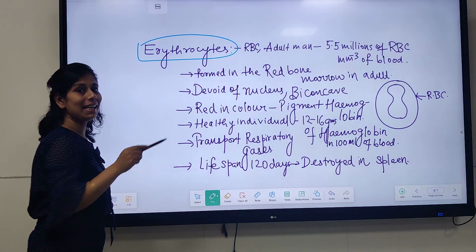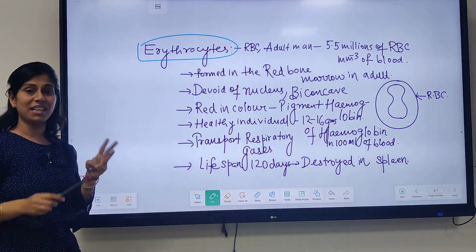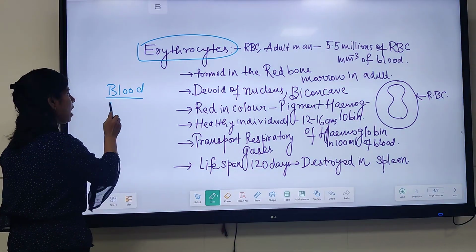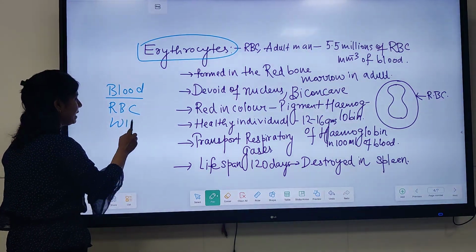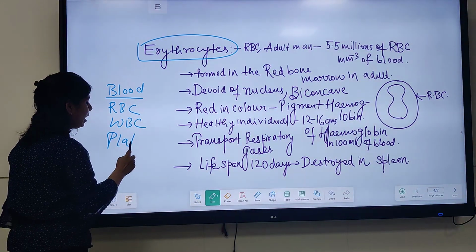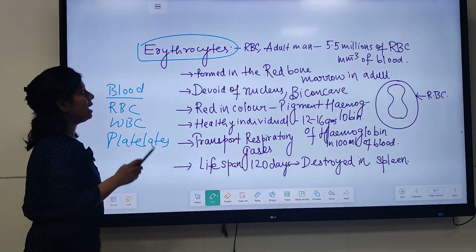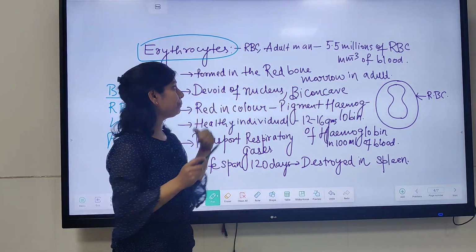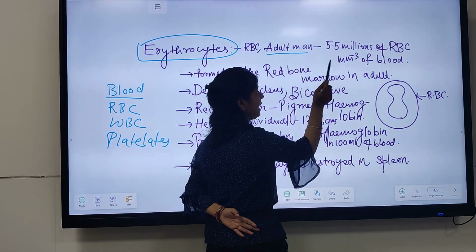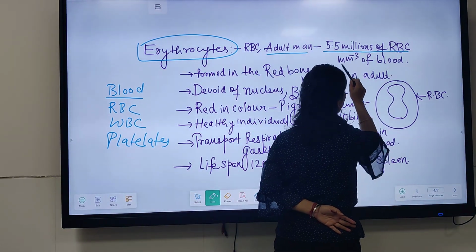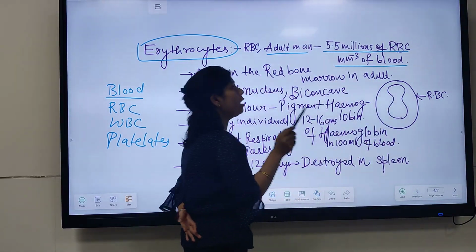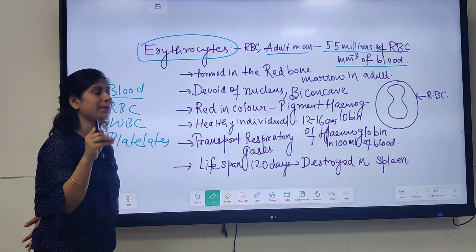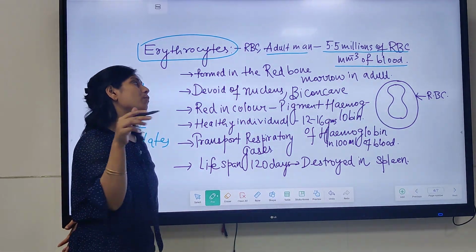Now what are erythrocytes? I have told you there are three types of blood cells present inside the blood: RBC, WBC and platelets. So all these are the blood cells. Now when we talk about erythrocytes, it is also known as RBC. In an adult human being, there are 5.5 million RBC per cubic millimeter of blood.